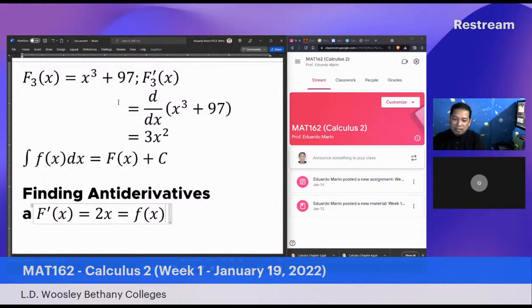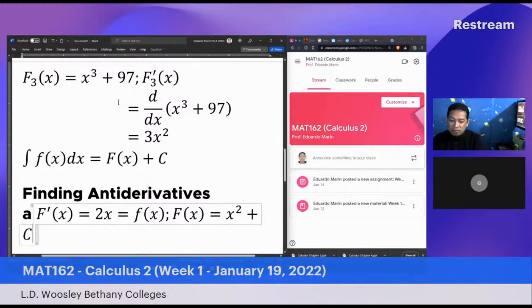Okay, any idea, Gillian, what's the answer? What will be your f of x? X squared po. X squared, okay. X squared, because, so x squared na walang plus. So of course, it will add a general term. So for a general solution, it will be x squared plus c, because the derivative of x squared plus c is always equal to 2x. Right?